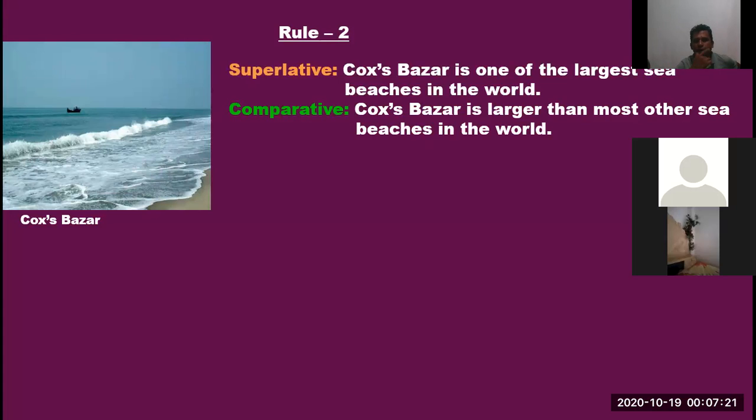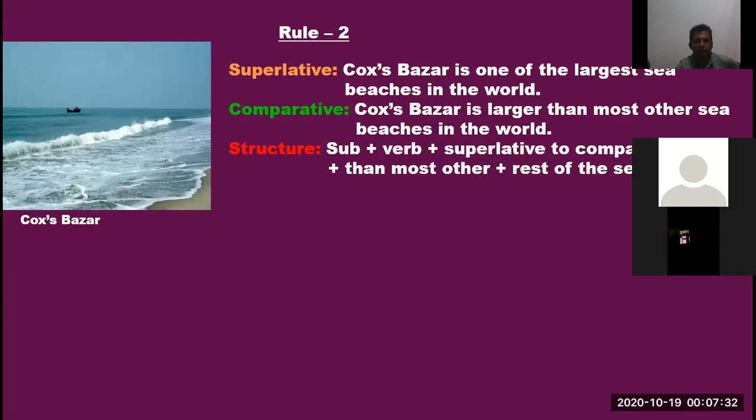The example of superlative: Cox's Bazar is one of the largest sea beaches in the world. And its comparative form is: Cox's Bazar is larger than most other sea beaches in the world. And look at the structure: then plus comparative form plus than plus most other plus rest of the sentence.